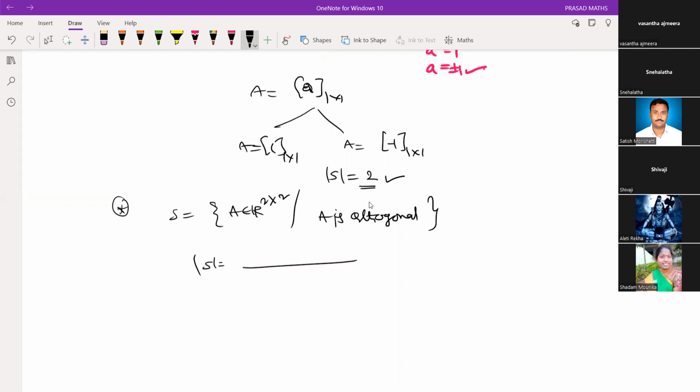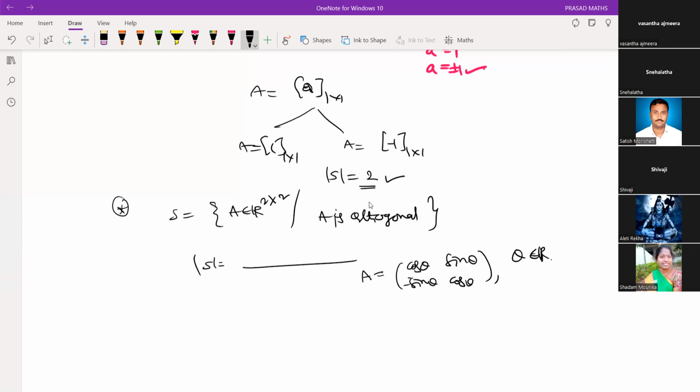What is the cardinality of this? Anybody? I already gave an example just now. You take this matrix. Suppose you take A equals cos theta, sin theta, minus sin theta, cos theta, where theta is a real number. Don't take it as a complex number, because I want the matrix to be a real matrix. The entries are real numbers. So is it orthogonal? Anybody?